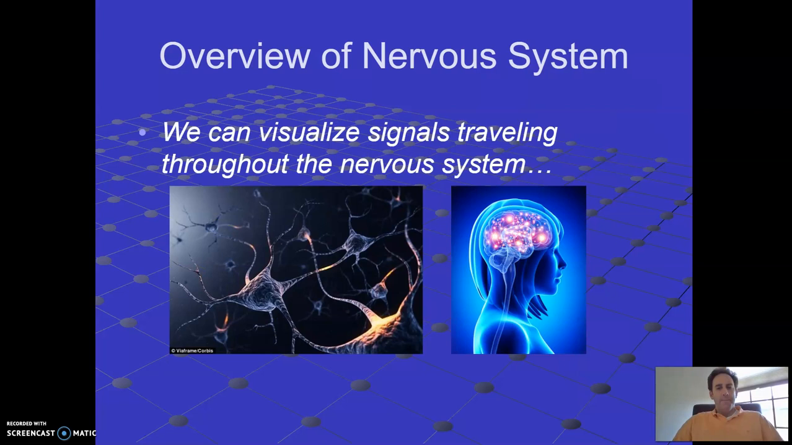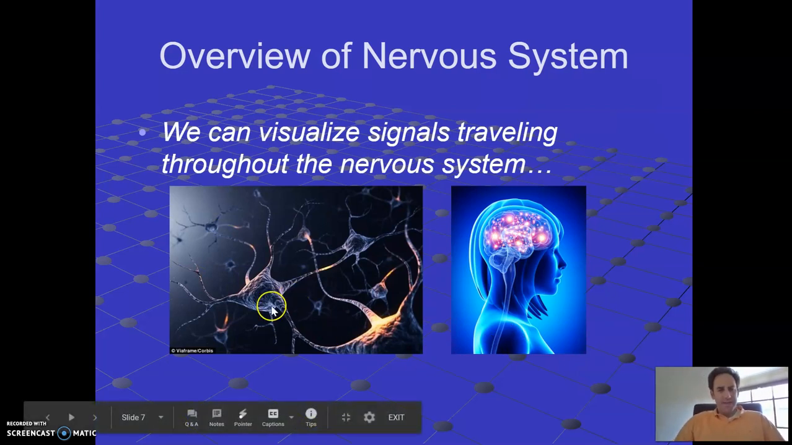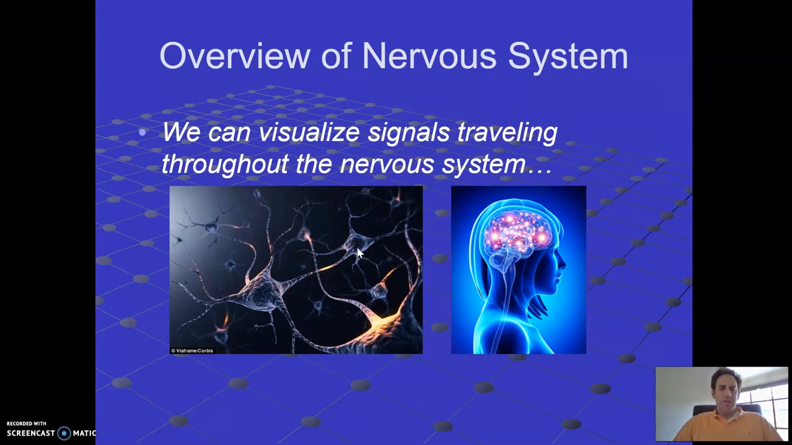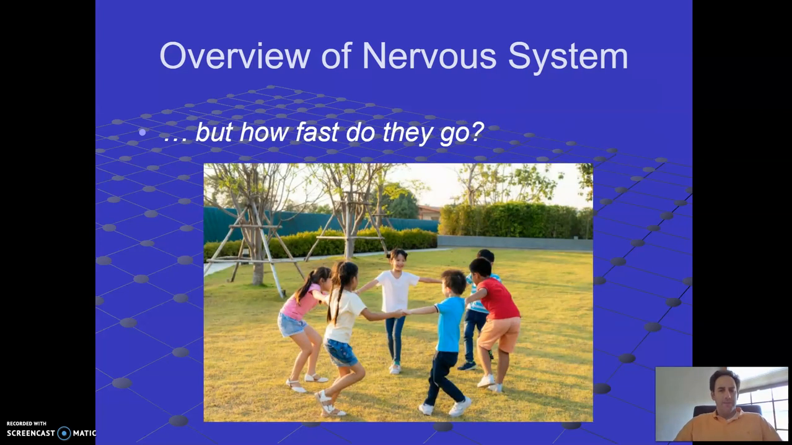We can visualize the nervous system as a bunch of cells with these little electrical signals zipping around through there. And we're going to look more closely in subsequent screencasts about how things zip around like that. But for now, I just want you to understand this little zipping of signals throughout the body. And a good question would be, how fast do they actually go?